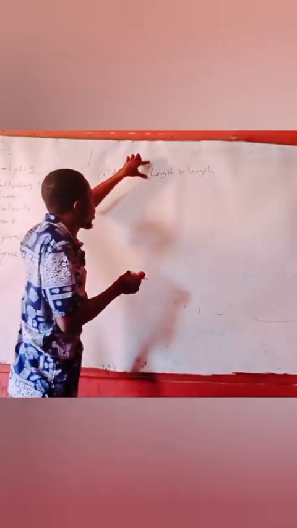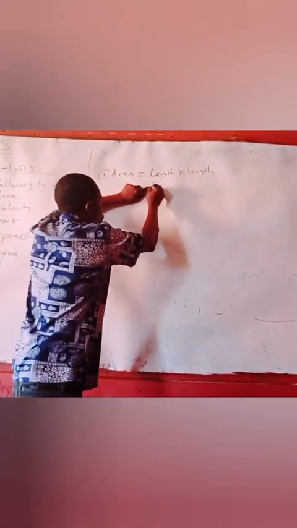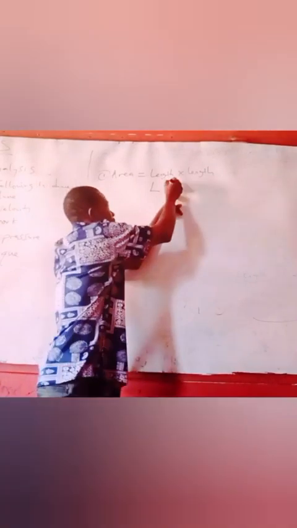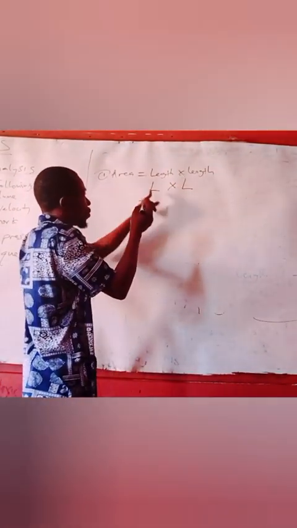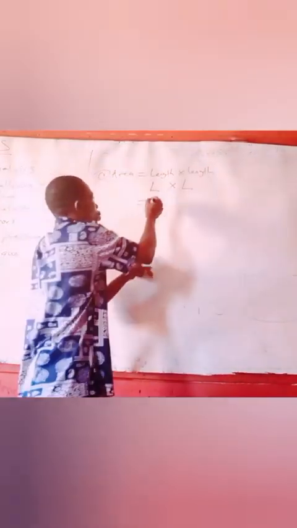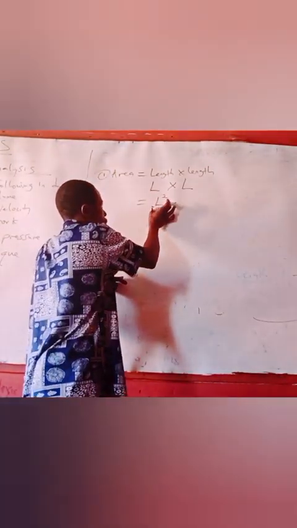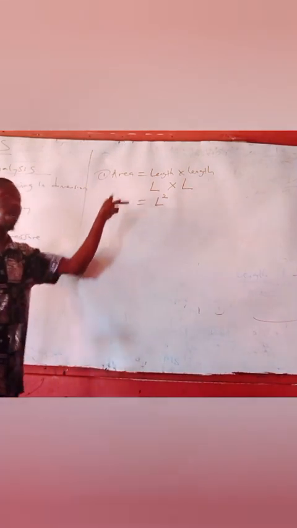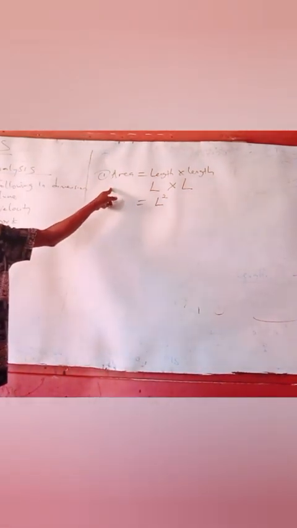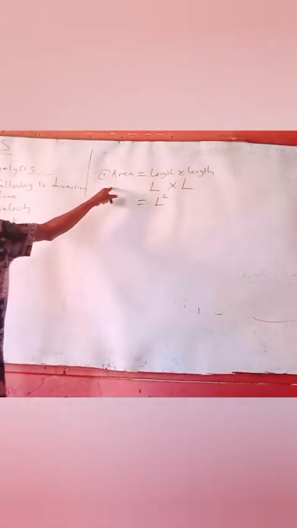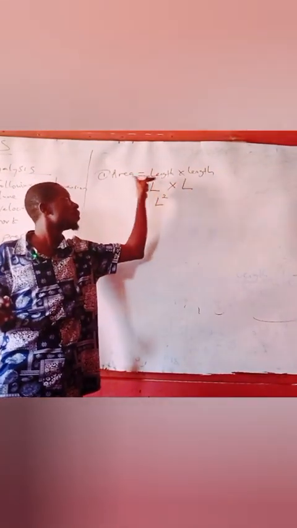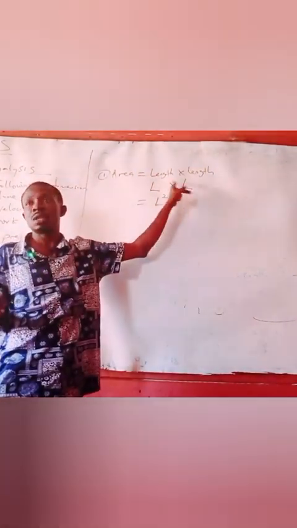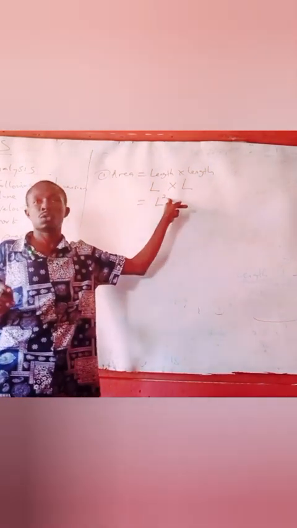In dimension, length is represented as L. The other length will be represented as L, which means in dimension, area is going to be length times length, which will give me L squared. So L squared becomes the dimension of area. Since the dimension of length is L, the other length is also L. Since area is length times length, L times L will give me L squared.